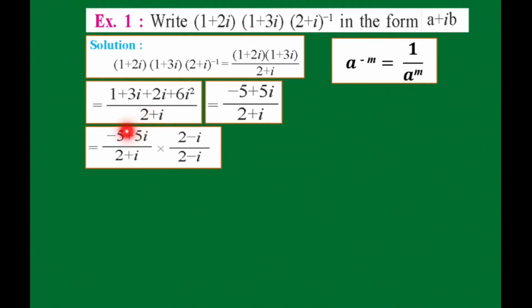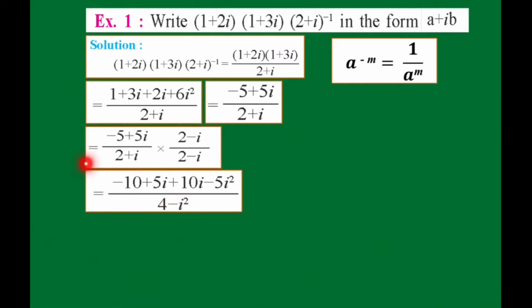Now multiply the numerator. Minus 5 into 2 we get minus 10. Minus 5 into minus i, we get minus minus plus 5i. 5i into 2 we get 10i. Then 5i into minus i we get minus 5i square, because plus minus is minus. And in the denominator a plus b, a minus b, so we write 2 square as 4 minus i square. Now we replace the value of i square by minus 1. So in the denominator we get 4 plus 1, that is 5.